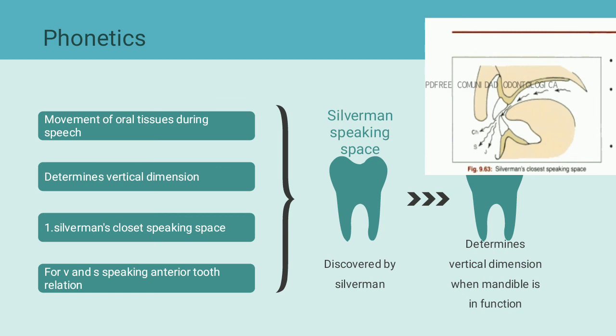It was discovered by Silverman. It also determines the vertical dimension when the mandible is in function. But vertical dimension at rest position is always inversely proportional to the vertical dimension when the mandible is in function.